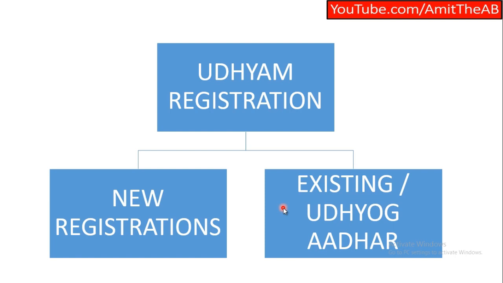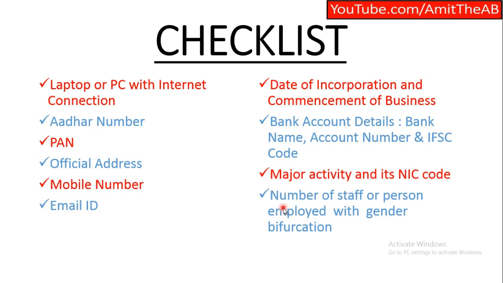Okay. So before starting this whole process, there are certain things that you need to have handy with you. If you have all these details, it will be a piece of cake for you to complete the whole process within record time. You can complete it within 5 minutes if you have all these details and a good connection. So let's start. First, you need to have a laptop or PC with a good internet connection. Second is the Aadhaar number. Next is the PAN card. Official address means the address where the business is being conducted. It is your corporate office.